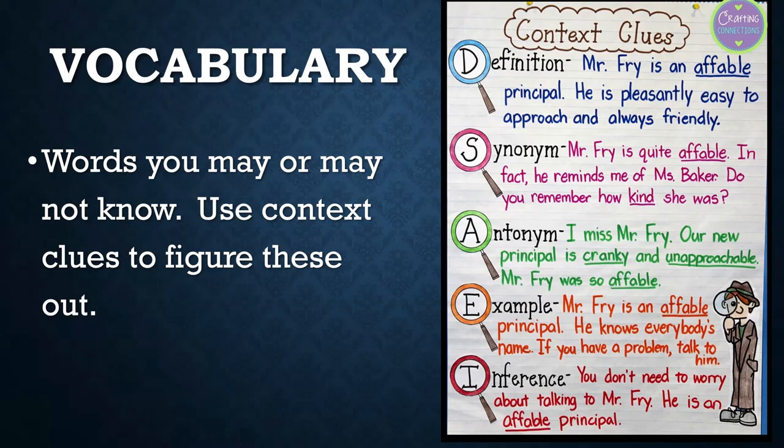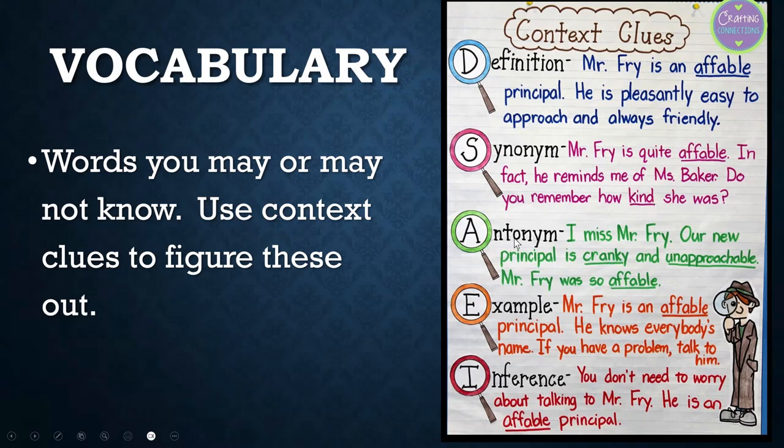So let's use the example pictured here. It says, Mr. Fry is an affable principal. Now that's a word I had never heard as a 3rd grader. So he is pleasantly easy to approach and always friendly. So there are clues around the word affable that show what affable might mean. A synonym for affable: Mr. Fry is quite affable. In fact, he reminds me of Miss Baker. Do you remember how kind she was? So you see, affable might mean kind.